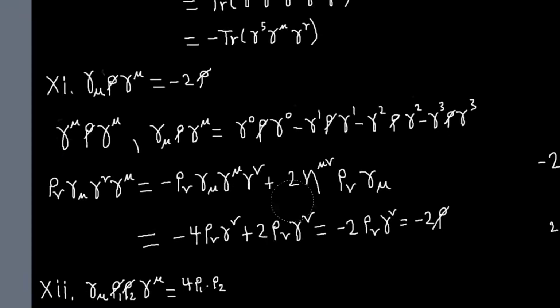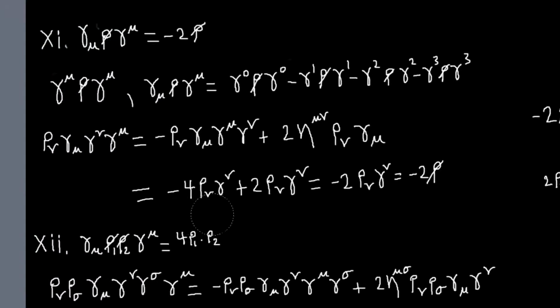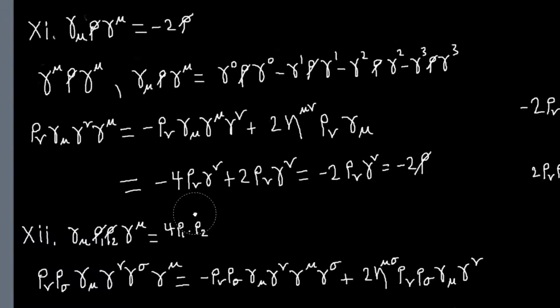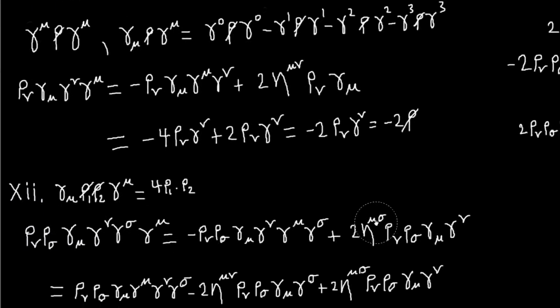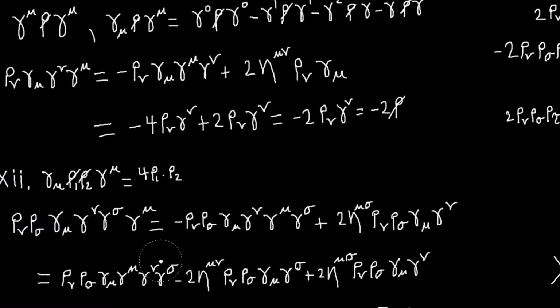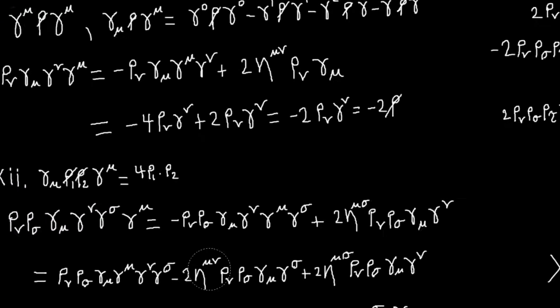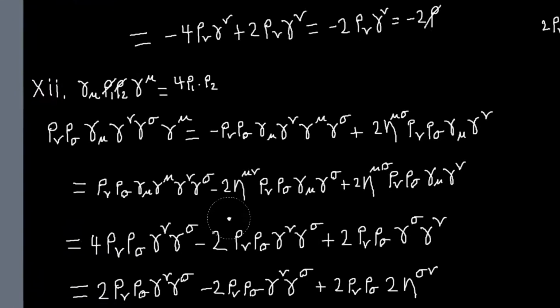The next one, okay, so the next one we do the same thing, only this time we have two p slashes sandwiched in between. So we do the exact same thing. We just commute or anti-commute gamma mu over, and we get this, and then we have to do it another time to get it next to the other gamma mu. And so I just end up with two terms. And again, I get a 4 and these things.